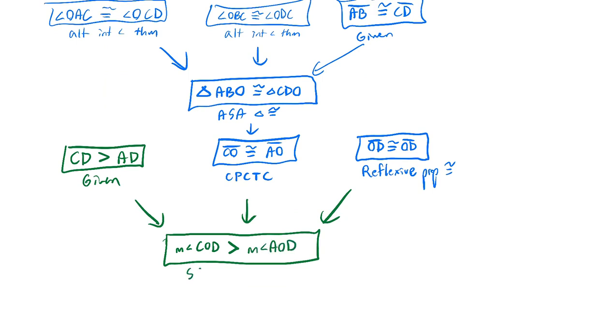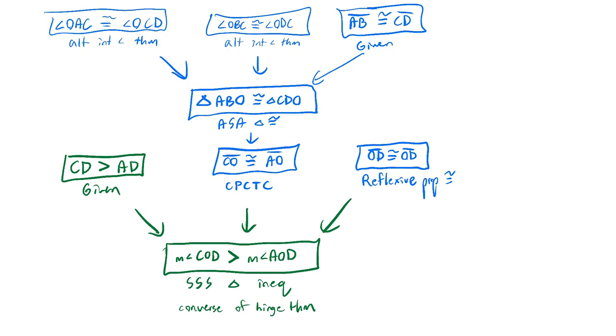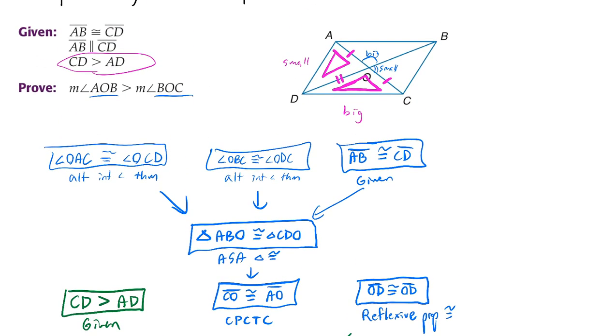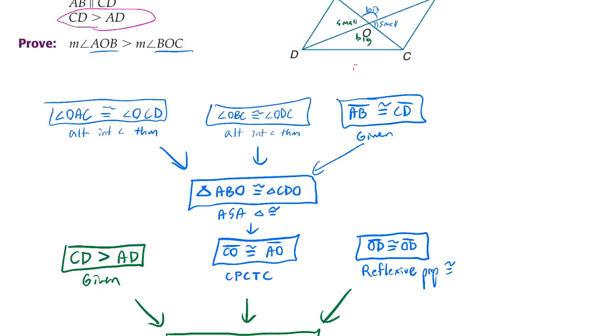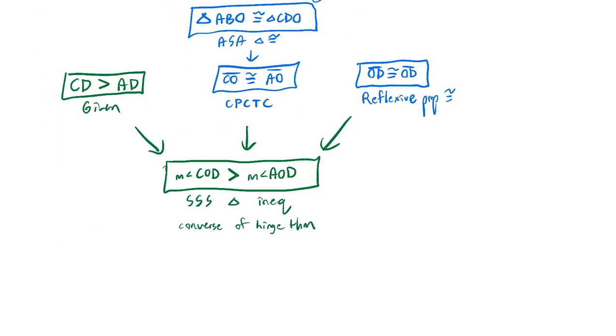There we go. So, SSS triangle inequality. Another way is you could call it the converse of the Hinge theorem, if you really like the name Hinge theorem. Okay, so now that we've got that established, we've used the actual inequality. So now I'm going to erase all this. Now what we've got is, this is big and this is small, but what do we know? We know vertical angles, so let's just go ahead and do vertical angles.